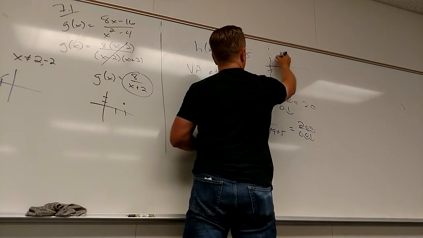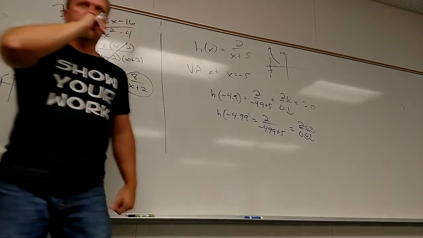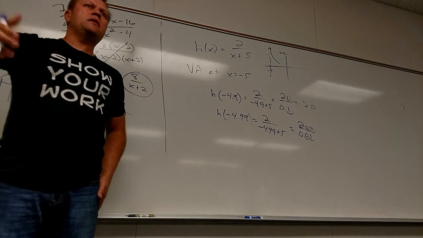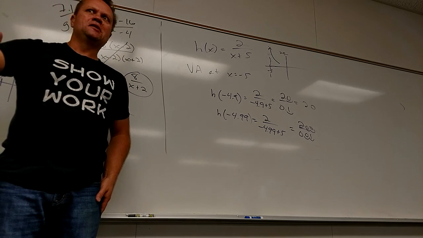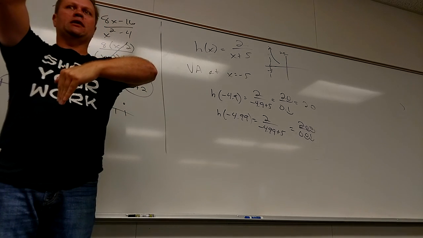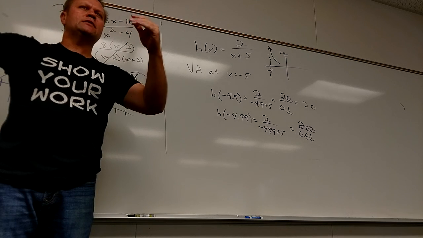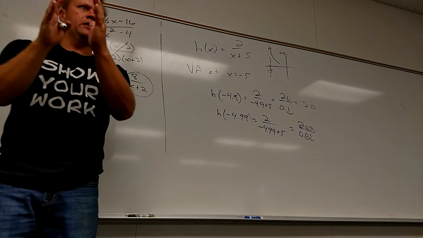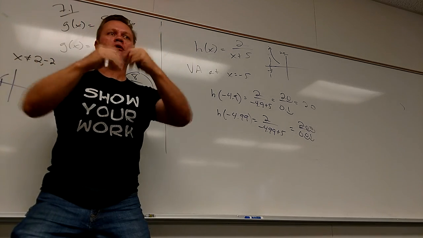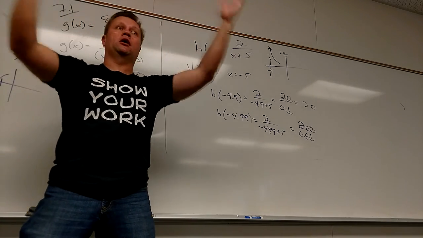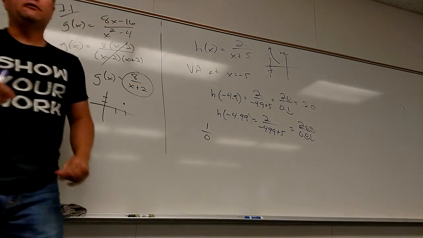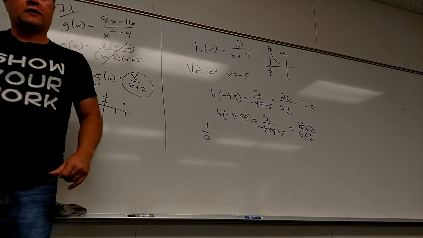Isn't that going to look like this then? Yes, there you go. That's why it makes sense that at the place that makes the bottom 0, as I get closer to it, I'm going to get bigger and bigger, or bigger negative if I would have gone from the other direction. But why does it make sense? What's something divided by a small thing? It's going to become big. So as the bottom becomes closer and closer to 0, the output gets bigger and bigger and bigger. That's why some teachers call this infinite instead of undefined.